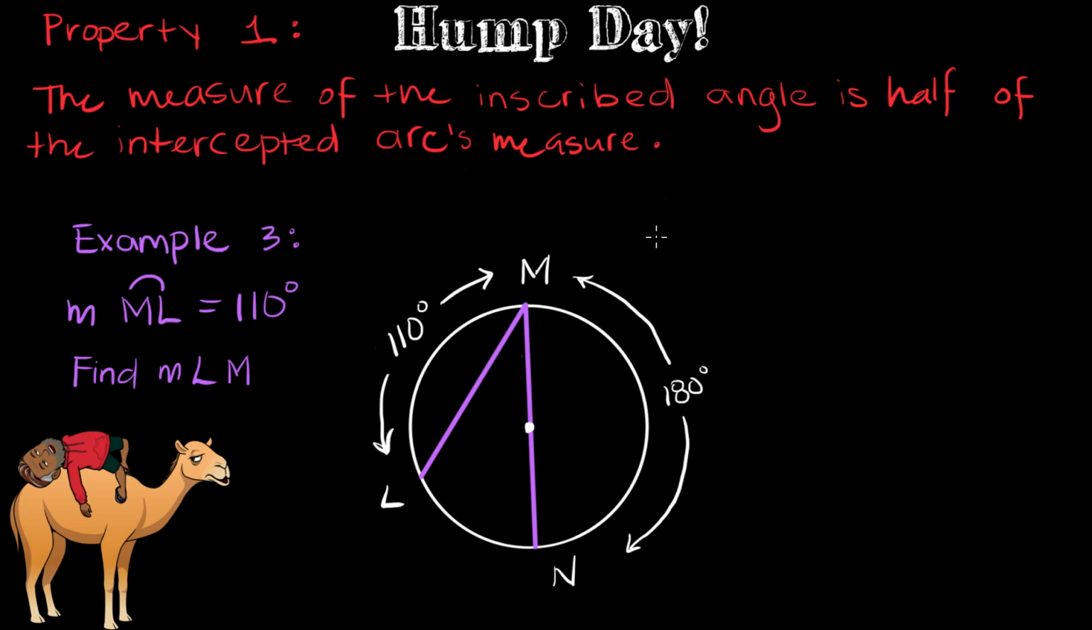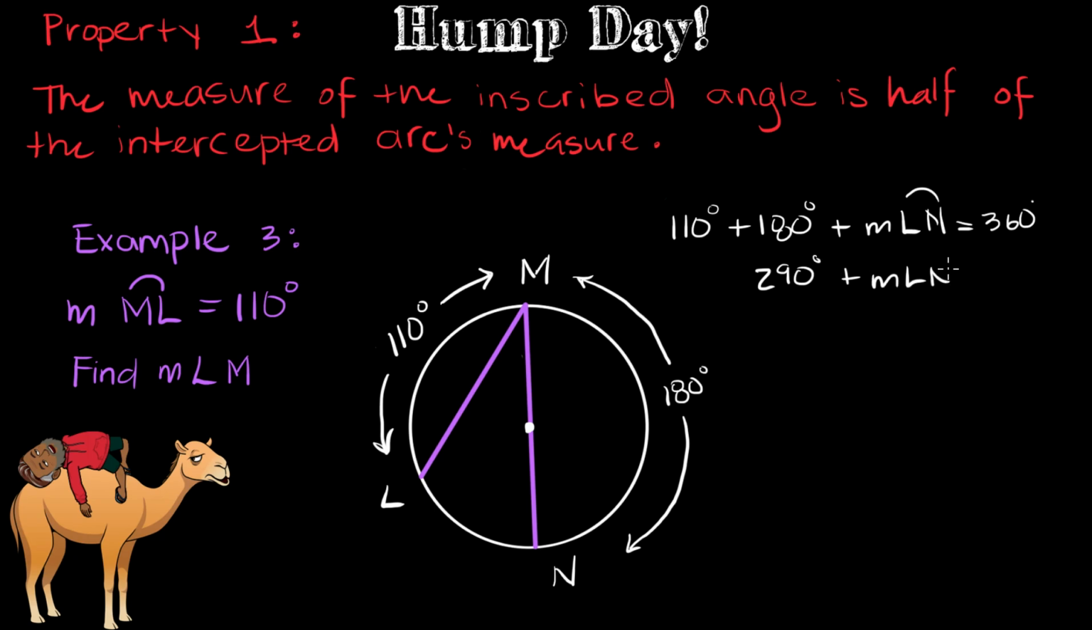I can do the same thing I did on the last problem. Regardless of how many arcs I have, if you add them all together and they give you the whole circle, all of the arcs should add up to 360 degrees. So I'm going to take the 110, the 180, and the measure of arc LN and add them together to get a total of 360. The 110 and the 180 comes out to 290. Now I just need to solve for LN by subtracting the 290 from both sides, and the measure of arc LN is equal to 70 degrees.